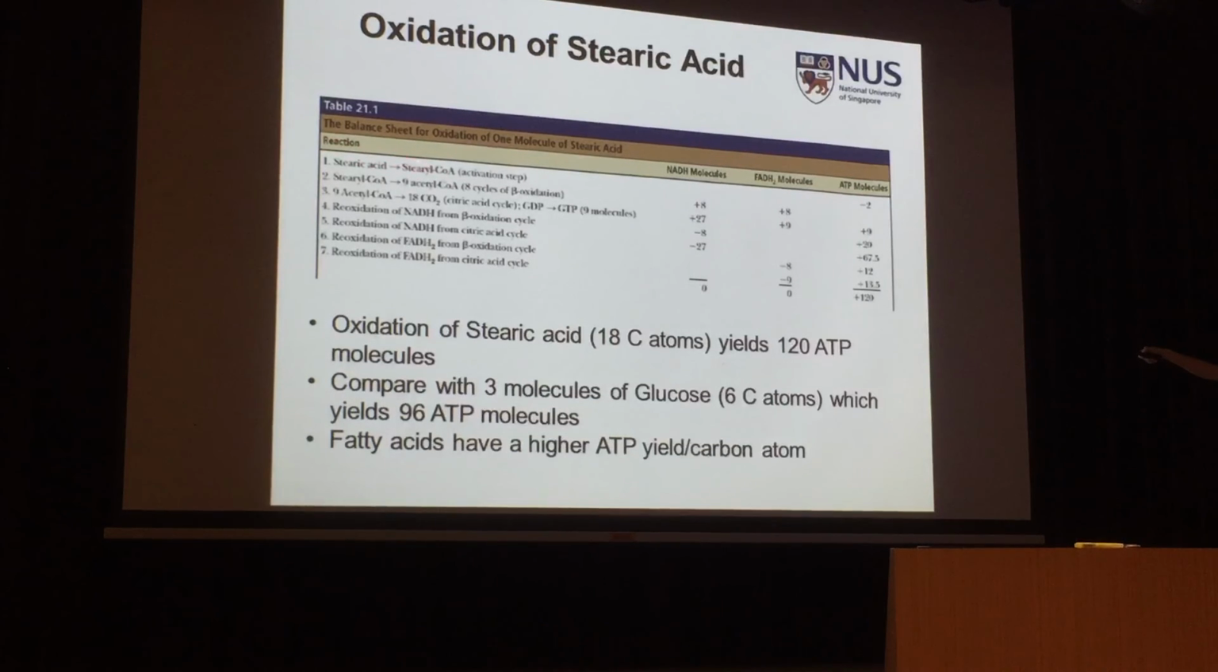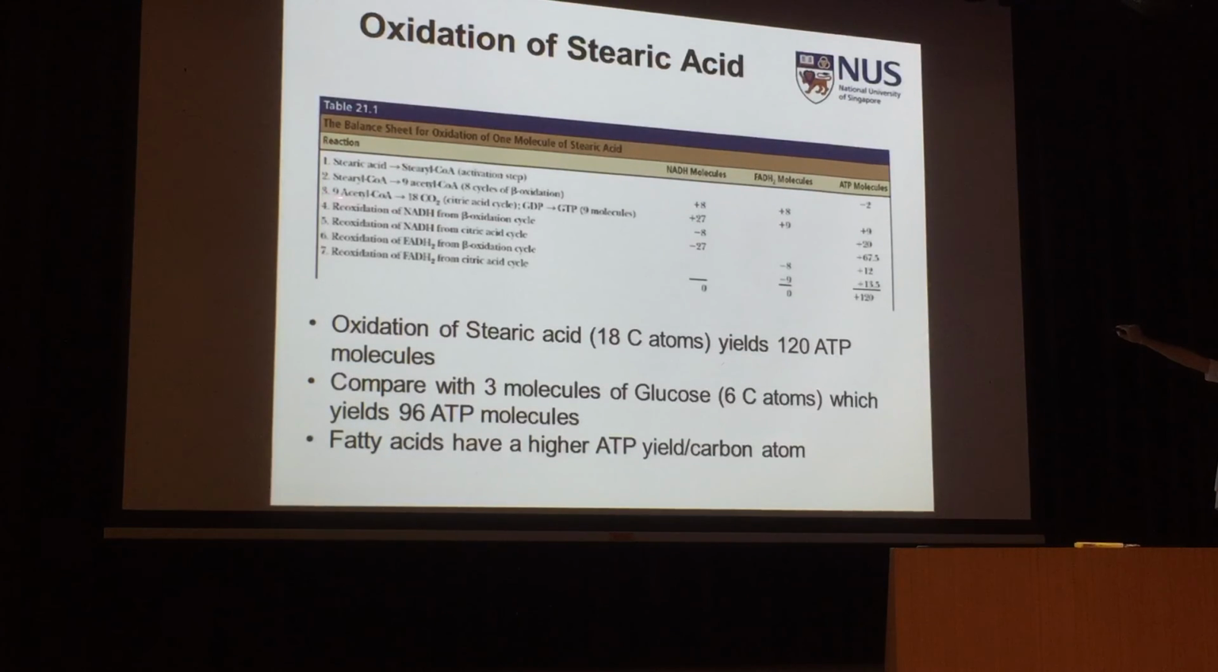Remember, ATP is used to carry the stearic acid as an adenylate intermediate molecule. And once it becomes an acyl CoA, it then goes through beta oxidation, 8 cycles, as we have seen. So 8 cycles will give you 8 NADH, 8 FADH2.